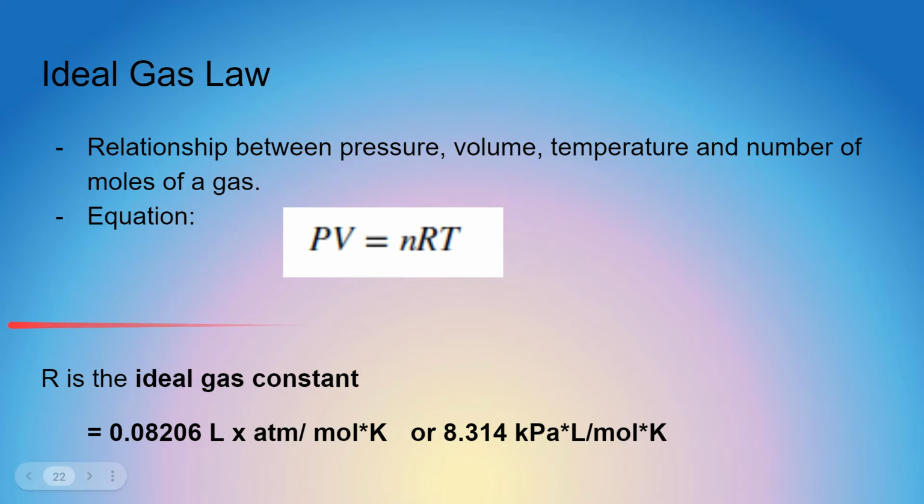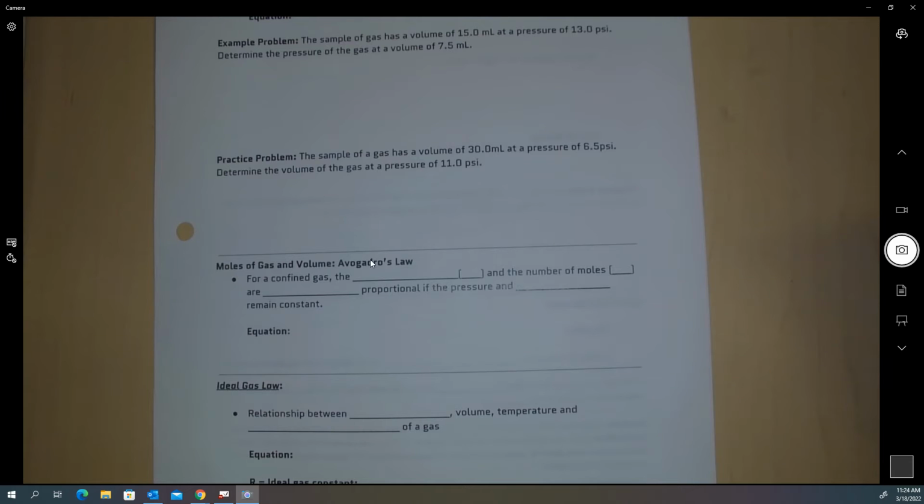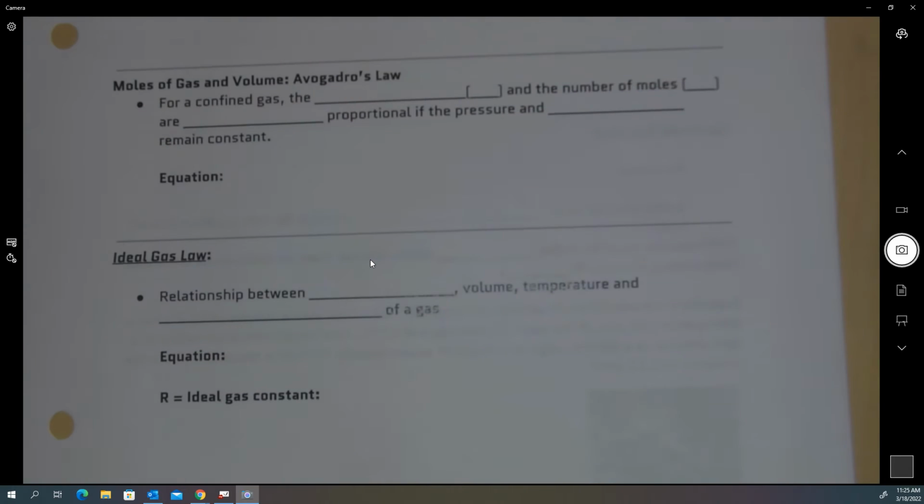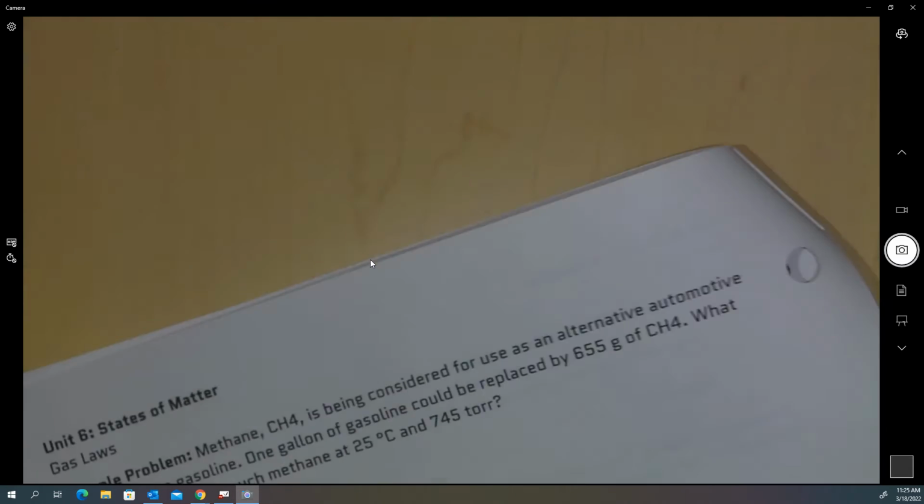So I'm going to go ahead and switch over to my camera here, and I'm going to show you guys an example of this problem. So I'm going to go ahead and zoom in a little bit here. We've got this problem here.